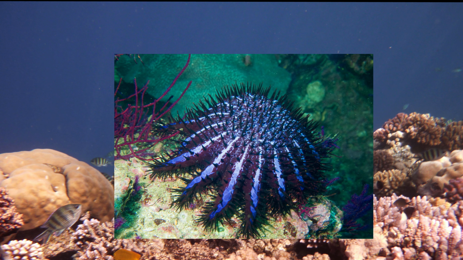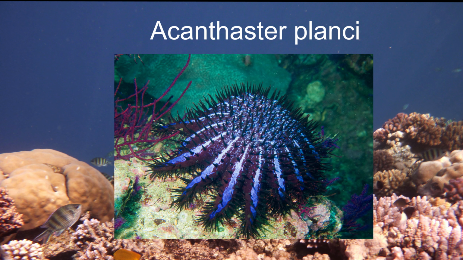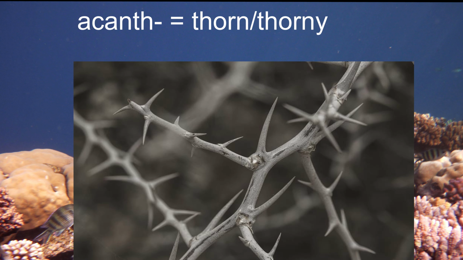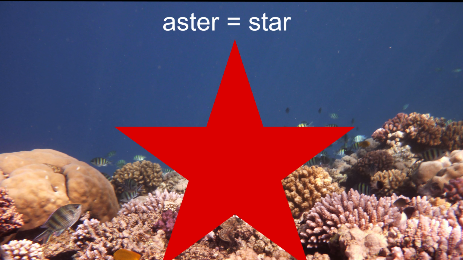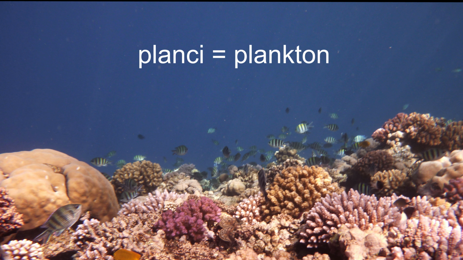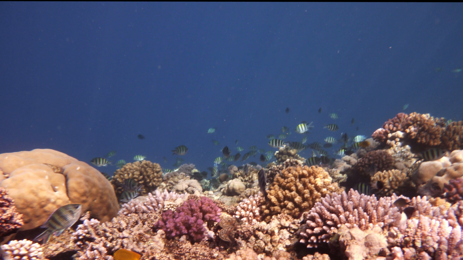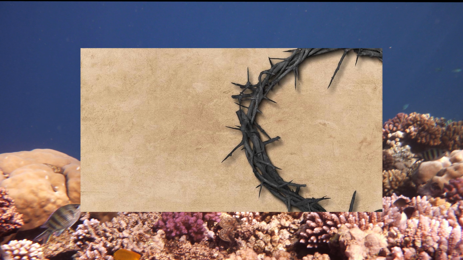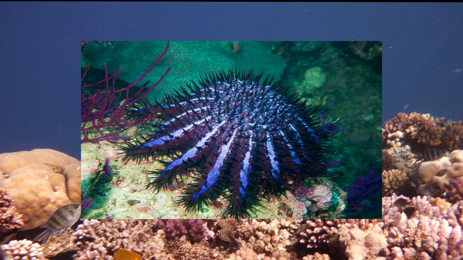The Crown-of-Thorns scientific name, Acanthaster planci, is mostly derived from Greek, with acanth meaning thorn or thorny, and aster meaning star. The planci part is a root for plankton, an indication of its slow movement. Now, as for its common name, anyone familiar with the story of the crucifixion of Christ should be familiar with the uncomfortable headgear that Jesus wore up until his death. And with the massive thorns on this starfish, it's hard not to see why this name was chosen.